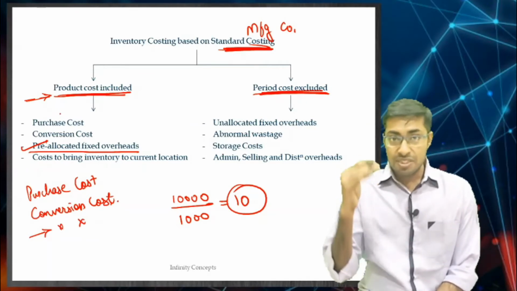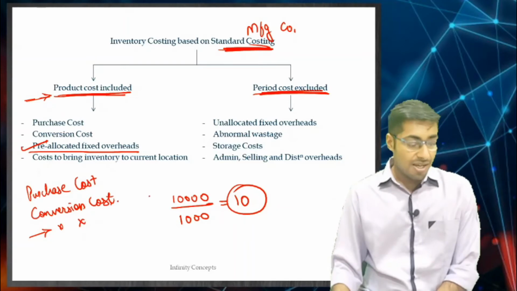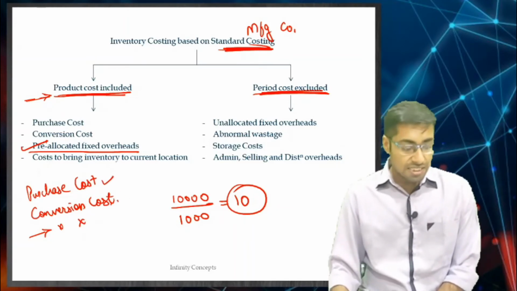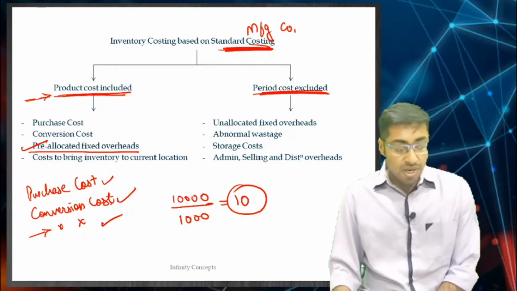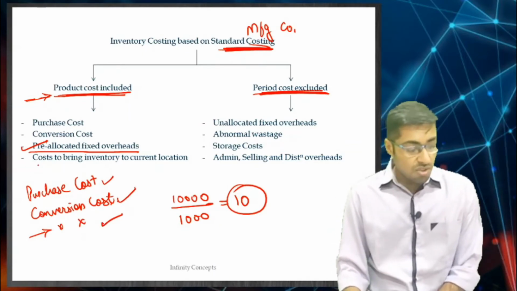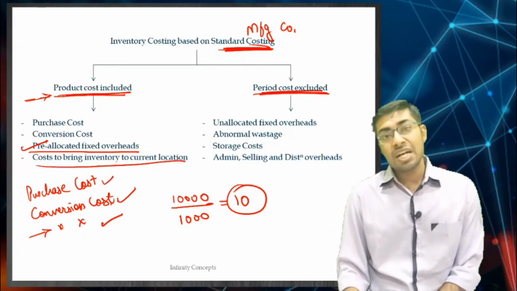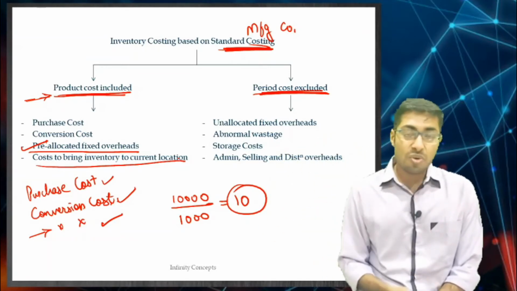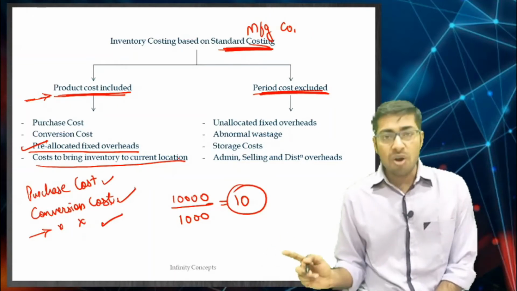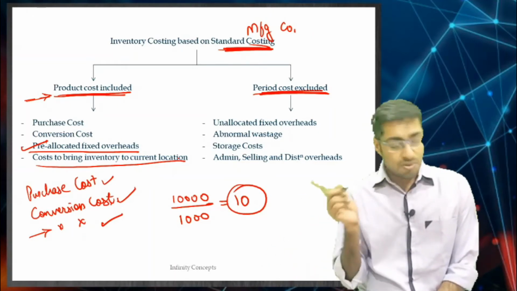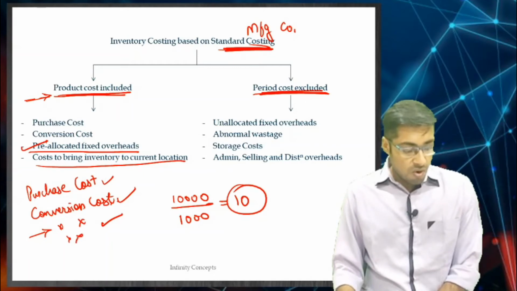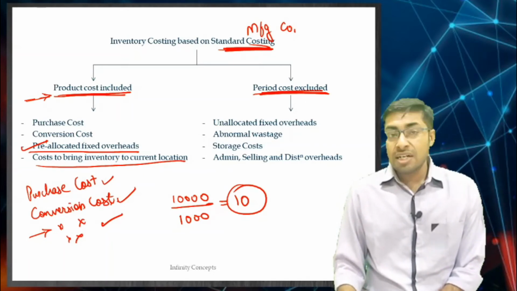Okay. So, I am just calculating the cost of this pen. So, purchase cost of raw materials, so standard material cost, standard labor cost, pre-allocated fixed overheads, and also the cost to bring the inventory to the current location. So, to bring this inventory to the current location, whatever costs have been involved, okay, that also needs to be included over here. Okay. So, this is what your product cost is.